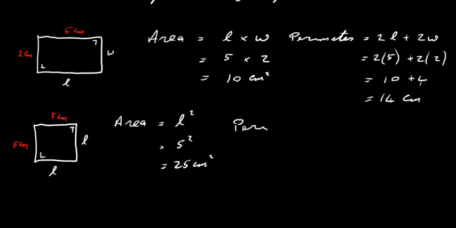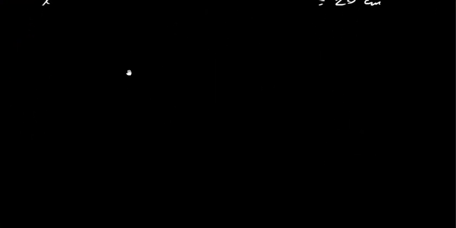The perimeter is just going to be length, length, length, length. In other words, 4 lengths, because they're all the same. So it's just going to be 4 times 5, which is 20 centimeters. And that's really it for a square and a rectangle.